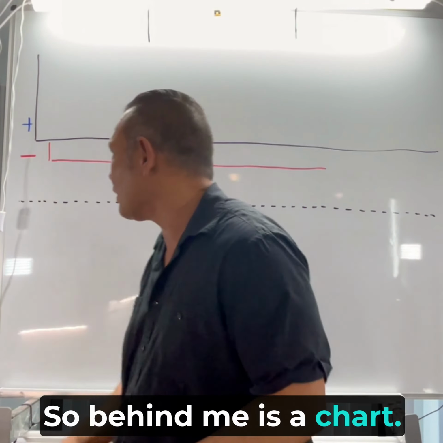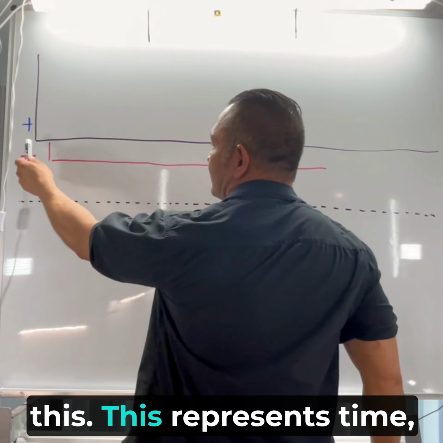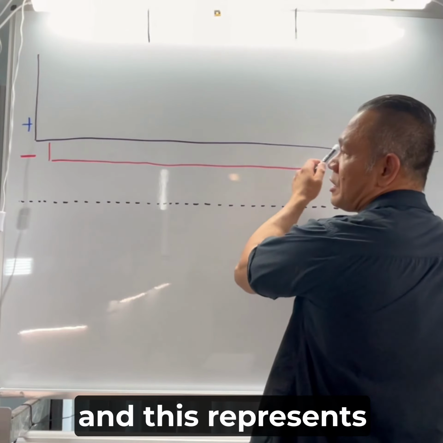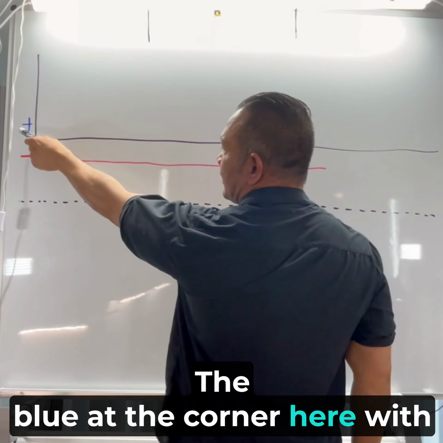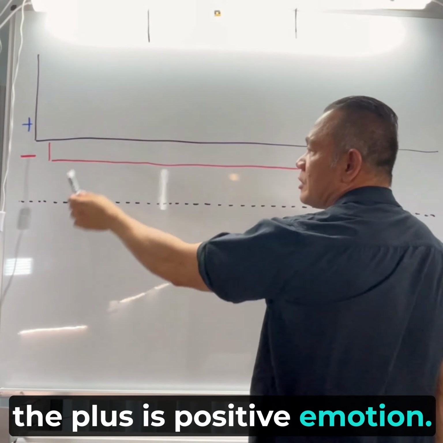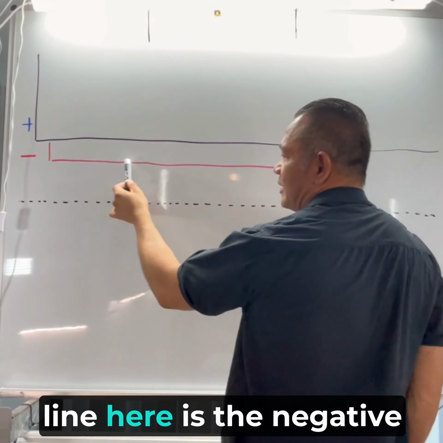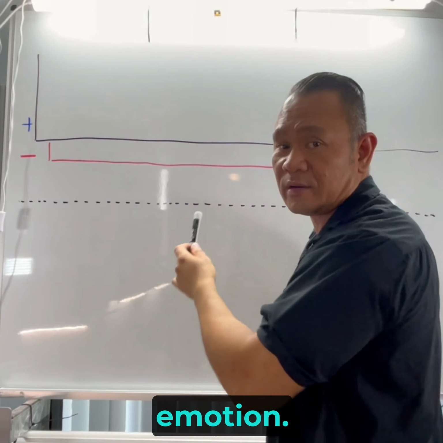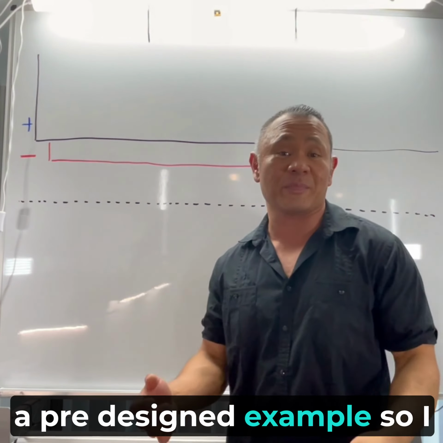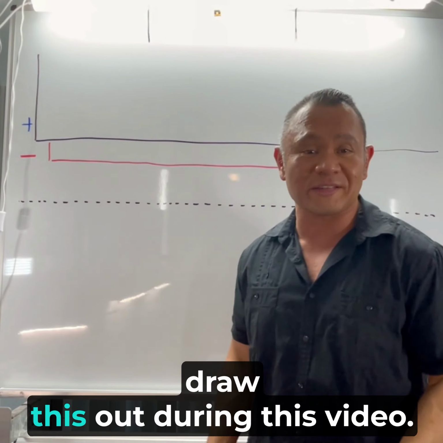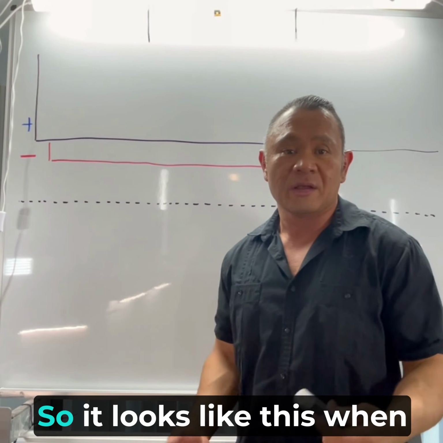So behind me is a chart, and the chart simply goes like this. This represents time, and this represents level of emotion. The blue at the corner here with the plus is positive emotion. The negative here with the red line is the negative emotion. And I'm writing this as a pre-designed example, so I don't lose time trying to draw this out during this video. So it looks like this.